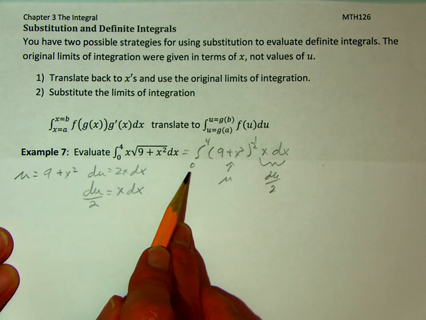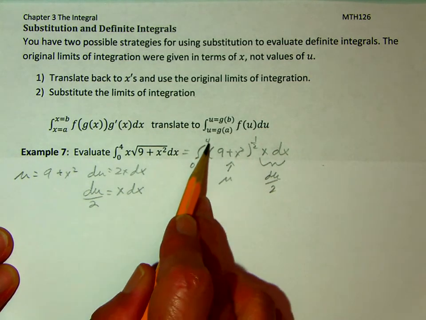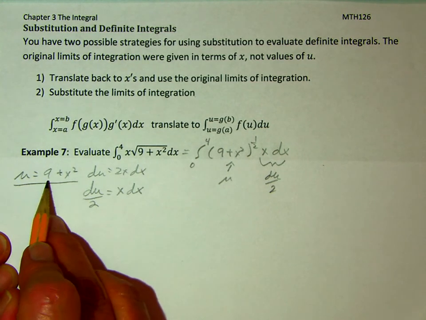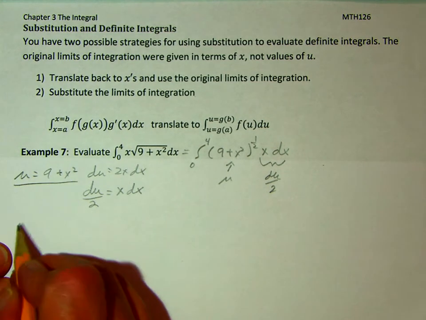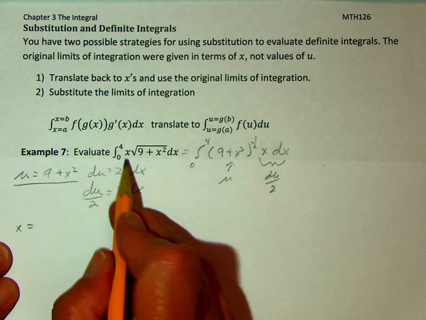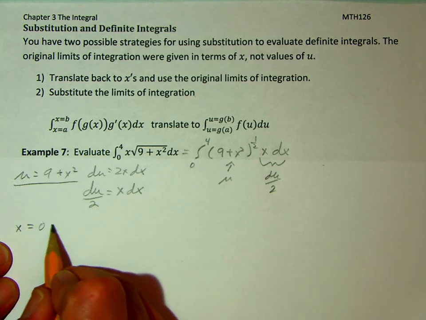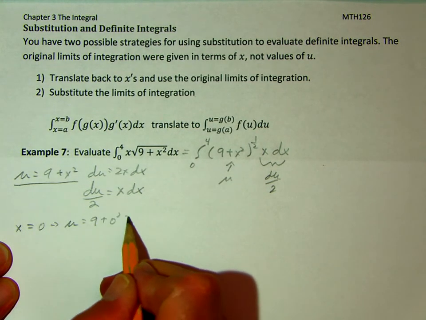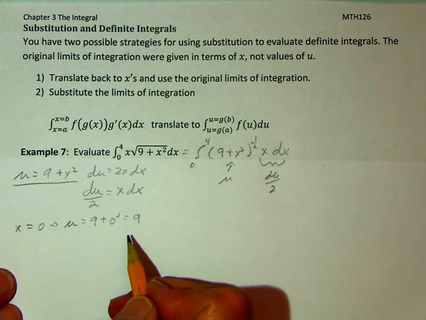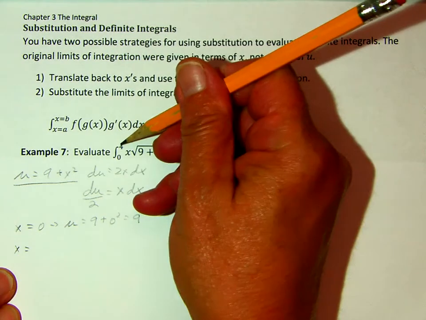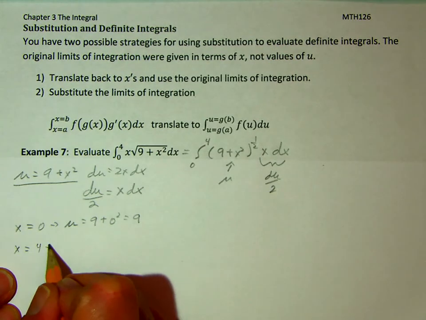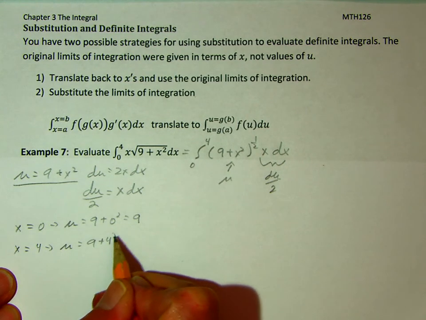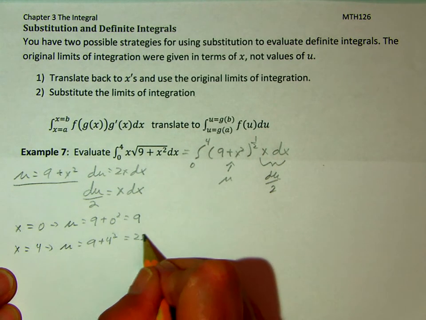Except, wait a minute, we're going to translate our limits of integration as well. Now, u is 9 plus x squared. So, if x equals 0, then u would be 9 plus 0 squared, or 9. If x equals 4, then u would be 9 plus 4 squared, so 25.